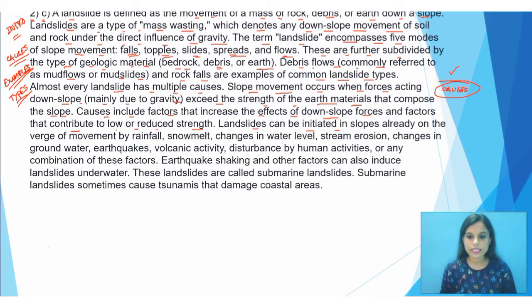Landslides can be initiated in slopes already on the verge of movement by rainfall, by snowmelt, by changes in water level, by stream erosion, by changes in groundwater, by earthquakes, by volcanic activity, by disturbance or by human activities. So these are the causes one by one, you see. You can talk about the causes. These are the actual causes of the frequent landslides. Human activities they are talking about, or any combination of these factors. So even a combination of all these factors would lead to landslide.